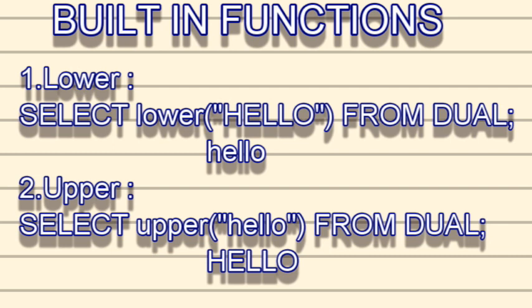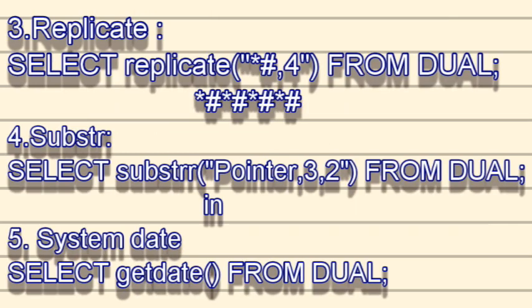Next we have the replicate function. Basically the replicate function repeats the given character expression based upon the number of times I want that expression. Here you can see I have written replicate star and hash comma 4, which means I want star and hash 4 times, so it will replicate that accordingly 4 times.